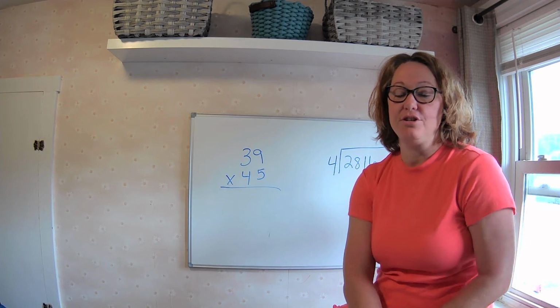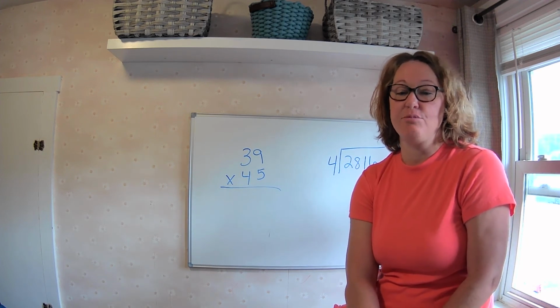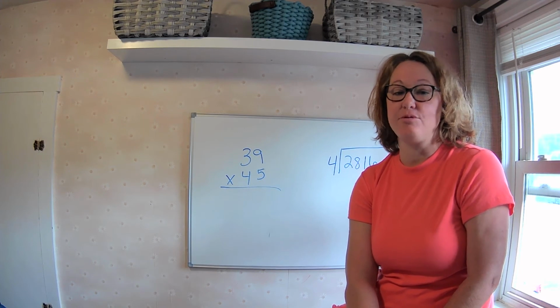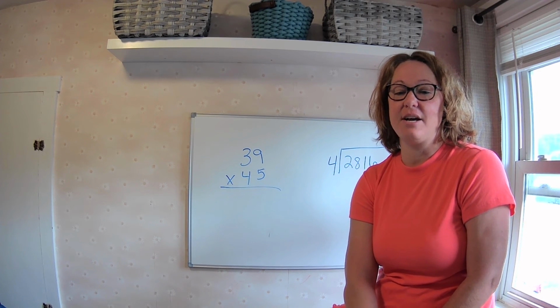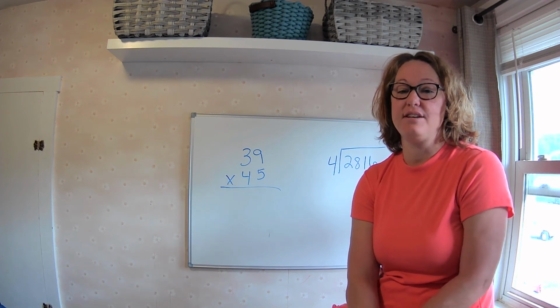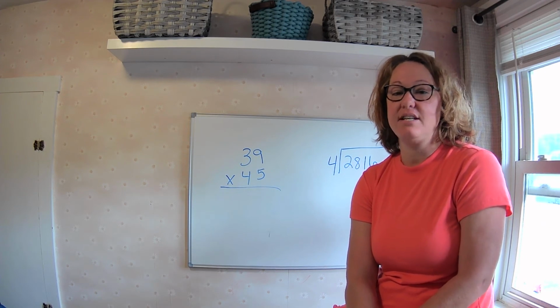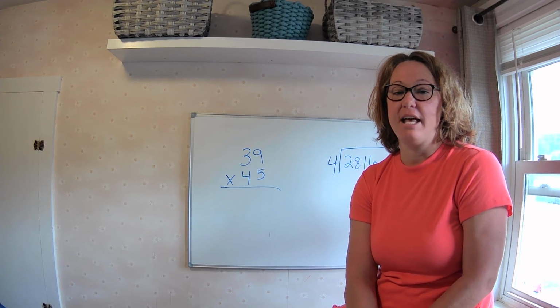Now let's do the sevens families for multiplication, beginning with 7 times 1 and ending at 7 times 12. So let's do those together. 7 times 1, 7. 7 times 2, 14. 7 times 3, 21. 7 times 4, 28. 7 times 5, 35. 7 times 6, 42. 7 times 7, 49. 7 times 8, 56. 7 times 9, 63. 7 times 10 is 70. 7 times 11, 77. 7 times 12, 84.